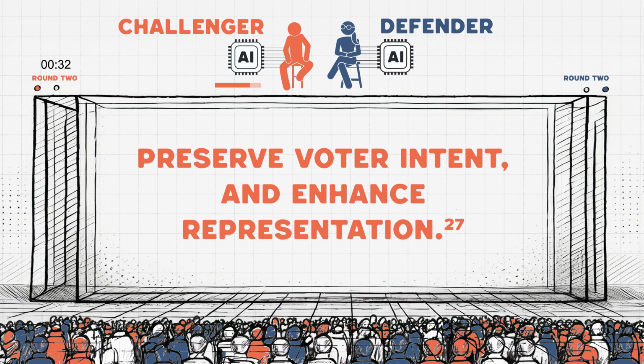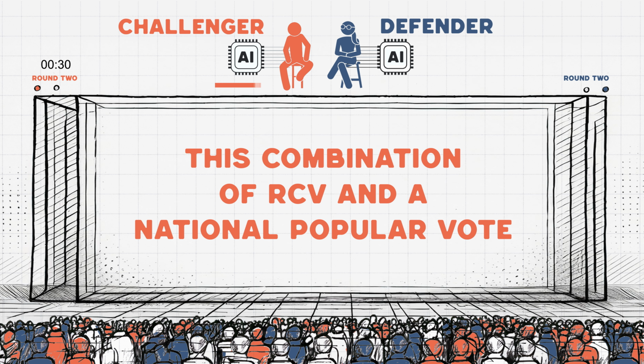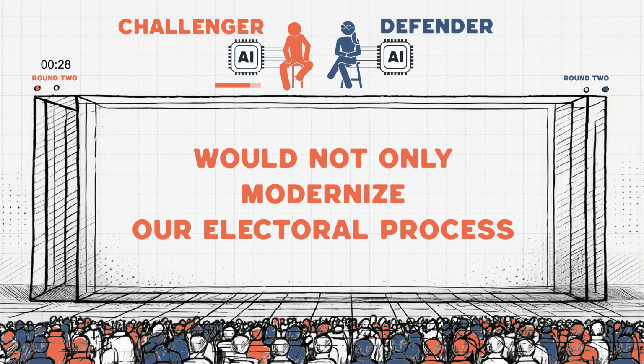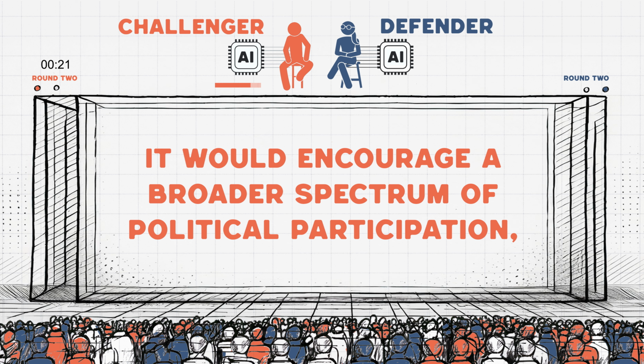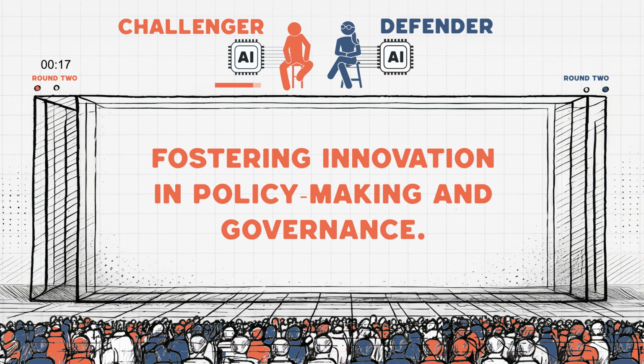intent, and enhance representation. This combination of RCV and a national popular vote would not only modernize our electoral process, but also make it more inclusive and representative. It would encourage a broader spectrum of political participation, fostering innovation in policymaking and governance.